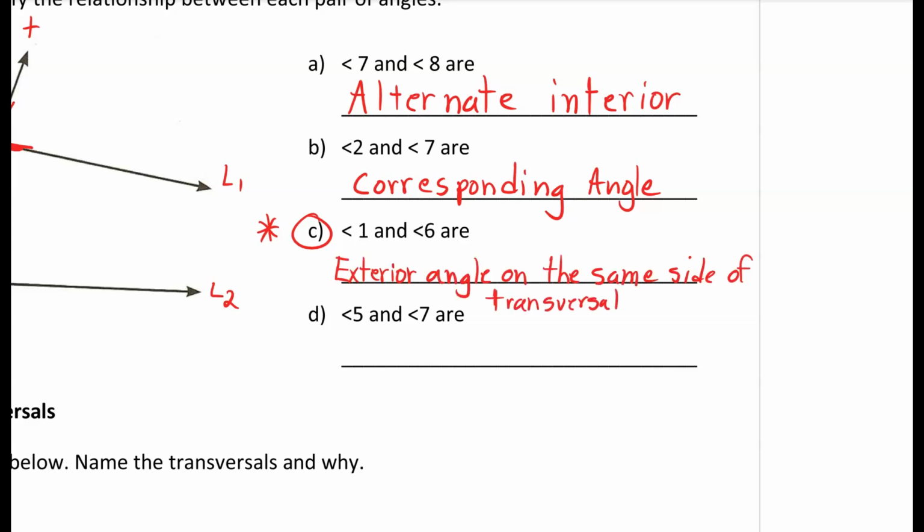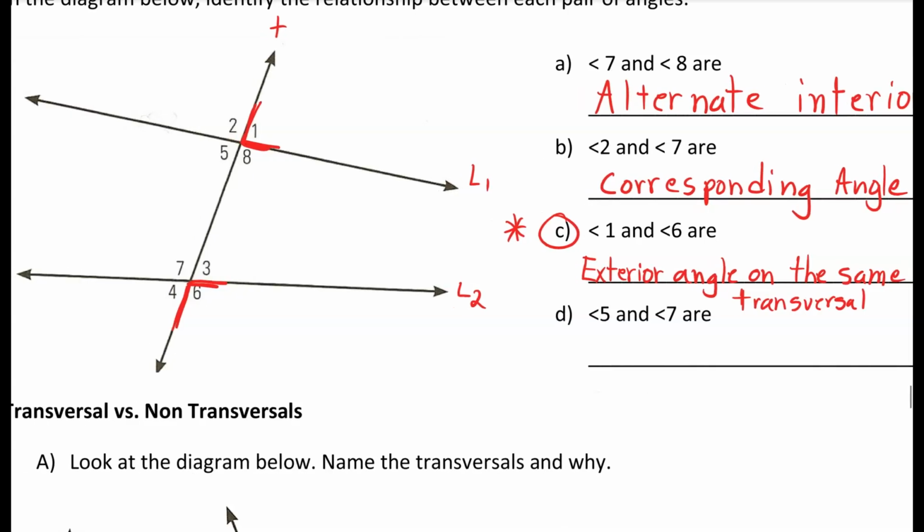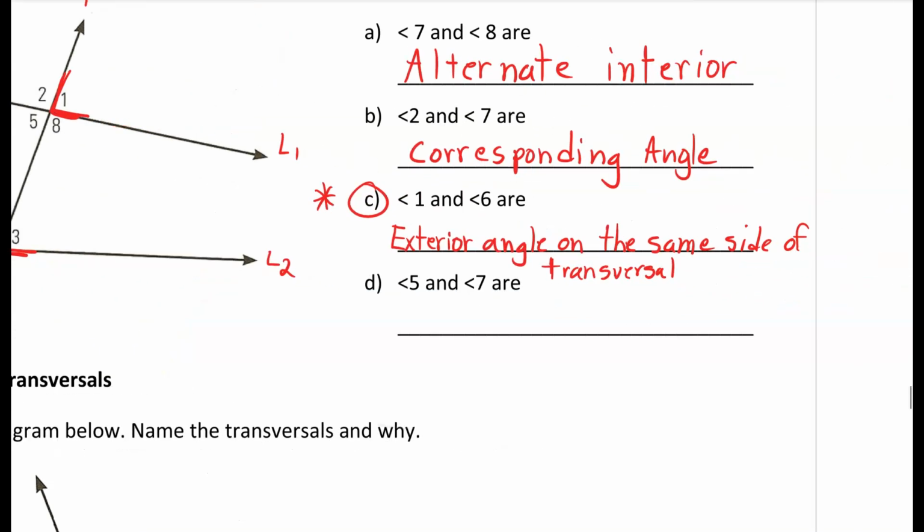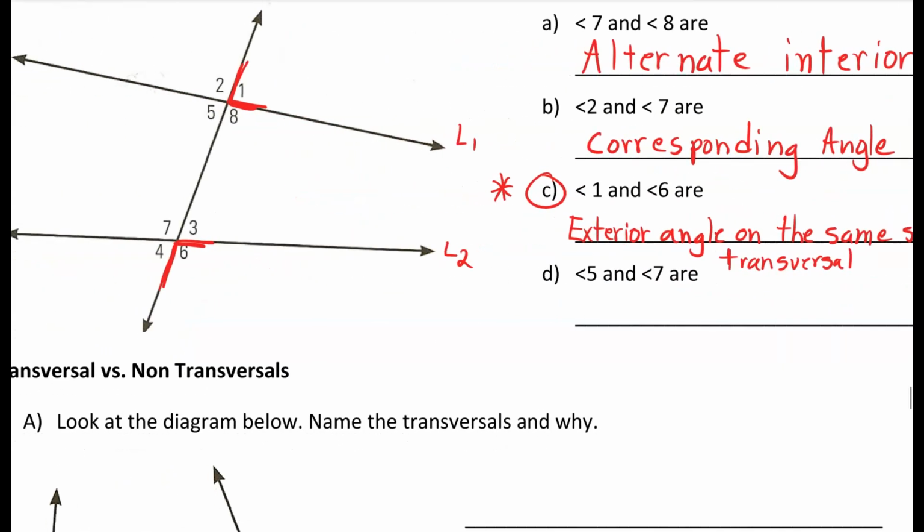This one's essentially describing exactly what it is. Exterior angles, so both outside of the two lines, and on the same side, so both on the right side of the transversal. Now we're looking at angle 5 and 7. So we have 5 here, and we have 7 here.